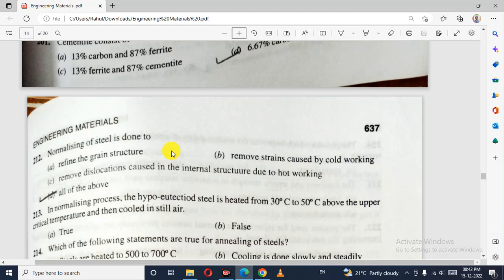Normalizing of steel is done to refine the grain structure, remove strain caused by cold working, and remove dislocations caused in the internal structure due to hot work.